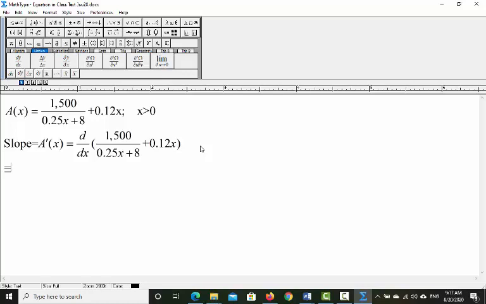So let's do differentiation first. First of all, we will do differentiation of this one. We can use the division rule of differentiation.